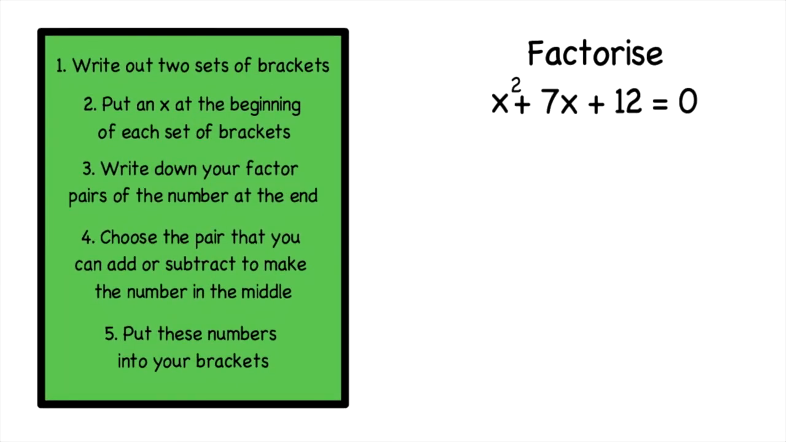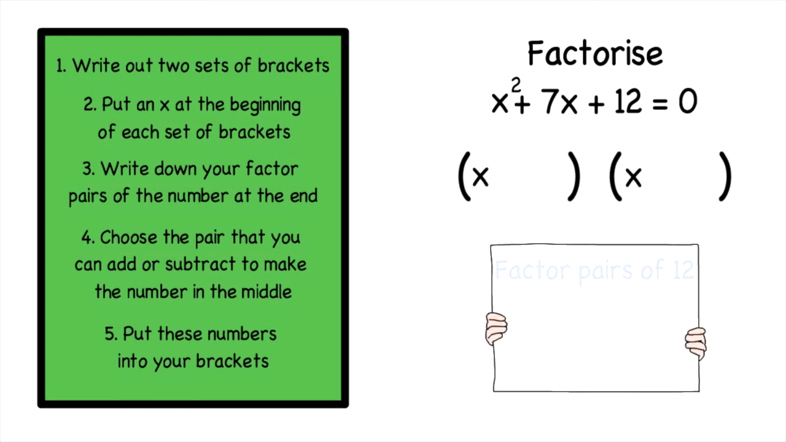Let's try again with this example. Here we're being asked to factorise x squared plus 7x plus 12 equals 0. So I'm going to start from the beginning where I write out two sets of brackets, and I'm going to put x at the beginning of these brackets. Next, I need to write down my factor pairs.